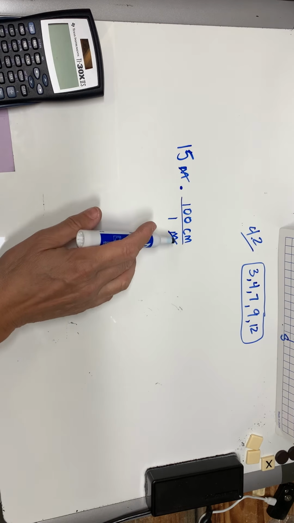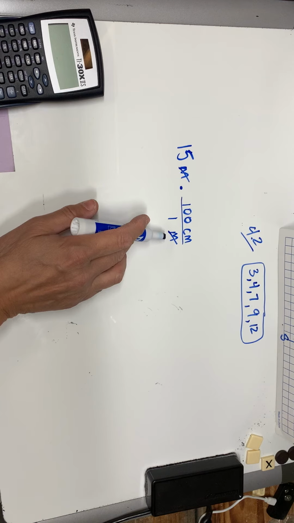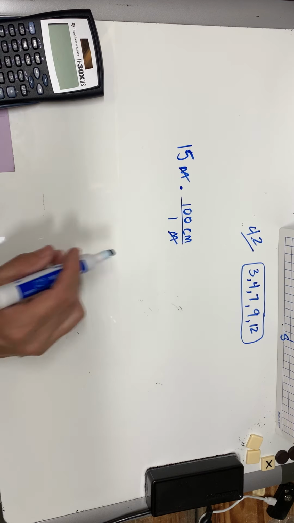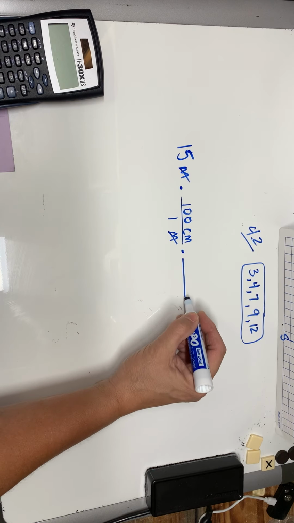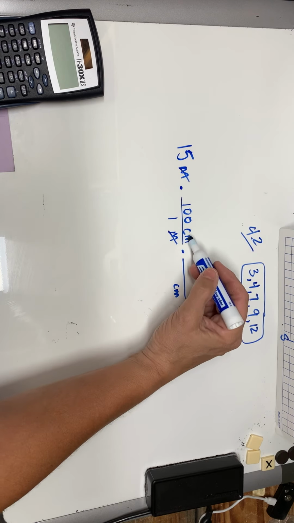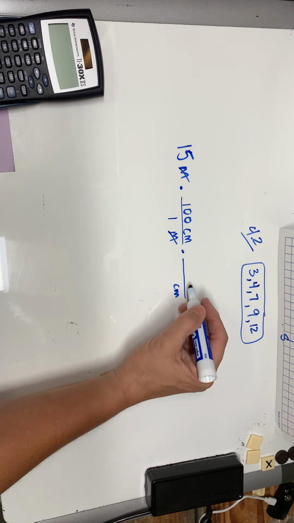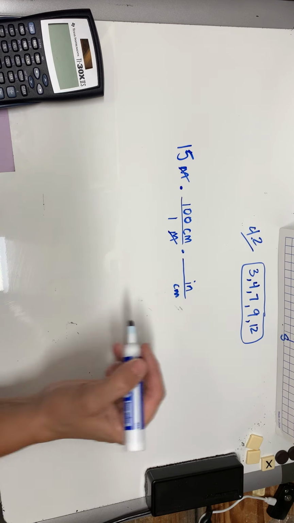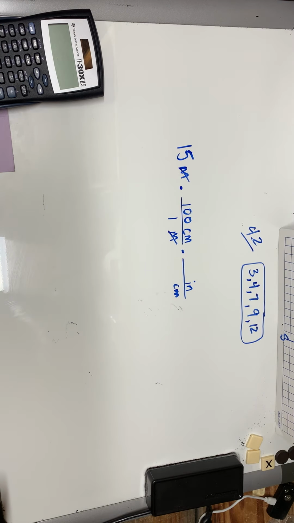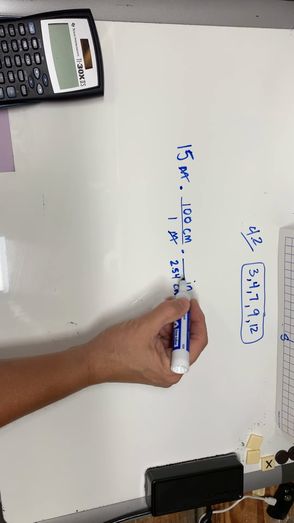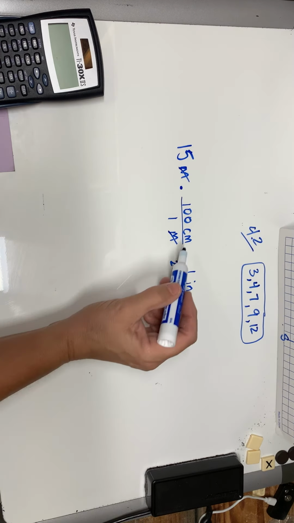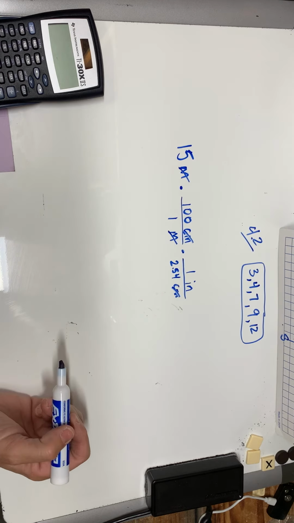So I've now switched, my meters are canceled because I have one on top, one on bottom. I'm left with centimeters. And I do have the ability to go from centimeters, which I need on the bottom because the top and bottom will cancel. And I have a relationship between centimeters and inches on the formula sheet. So 2.54 centimeters is the same as 1 inch. So now my centimeters will cancel.